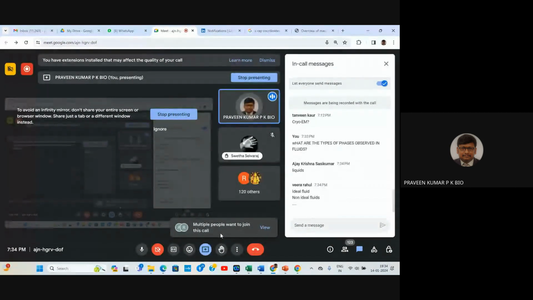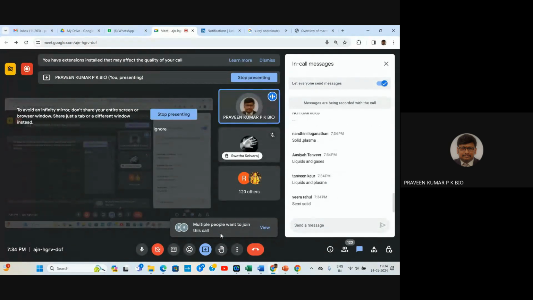Good. Ajay Krishna is trying liquids, non-ideal liquid. Okay, liquids, ideal fluid, non-ideal fluid. I'm not asking about the classification ideal or non-ideal. I'm asking you fluids. Ajay has replied liquids. I accept. But is that only liquids or fluids? The others can also try. Yes or no? Solid, plasma, good. Nandini came up with all the answers. Your answer is right. But you are telling solid is also a fluid, isn't it? What kind of solid is a fluid?